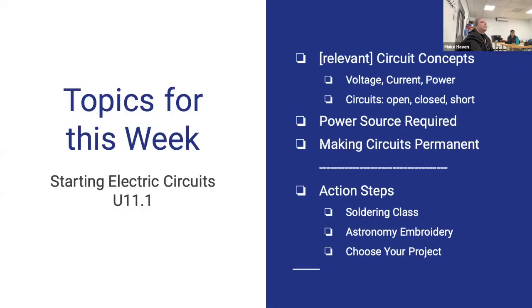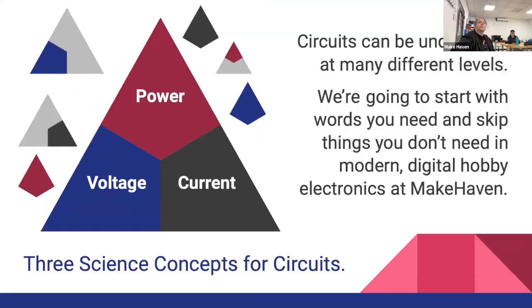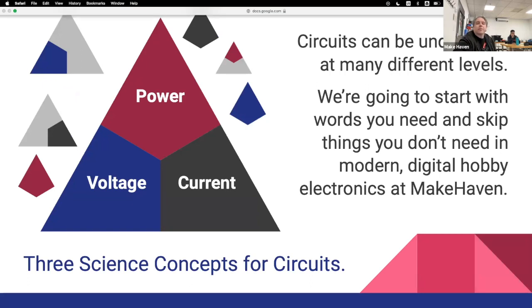So for this week, we want to cover just some very basic introductory concepts around electric circuits and electronics. And the different sources of power that we have and the different levels of permanence that we have in electronic circuits. And then after class, we'll do some soldering. Just going to minimize my little Zoom overlay here.